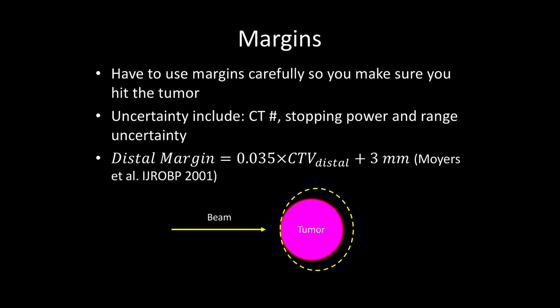What accounts for this asymmetric margin is uncertainties. These include the CT numbers, stopping powers, and uncertainties in the range of the proton. And so in the end, what you do is end up adding a margin that's extra in the distal aspect. And so if you point the beam in a different direction, the margin will look different. Here's the typical formula that's used: 3.5% times the distance of the CTV in the distal range, and then a little extra buffer. And this varies a little bit between centers, but it's typically like this.